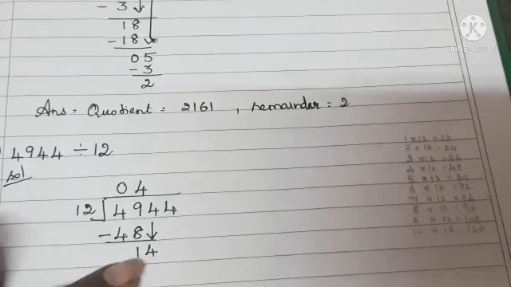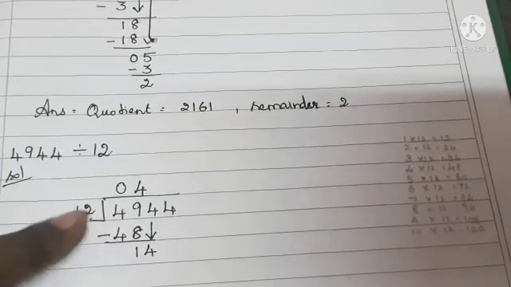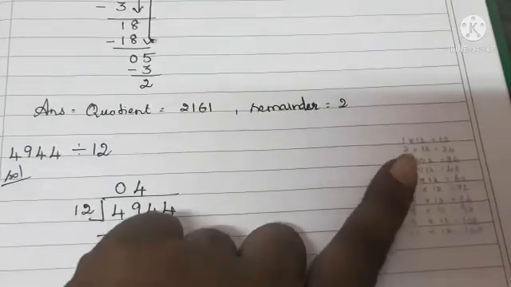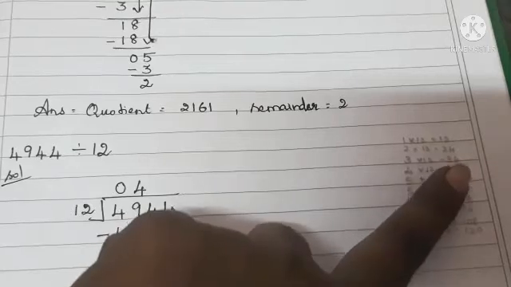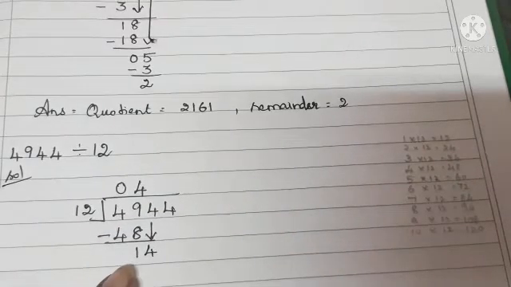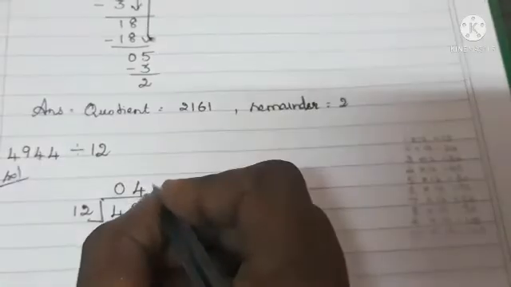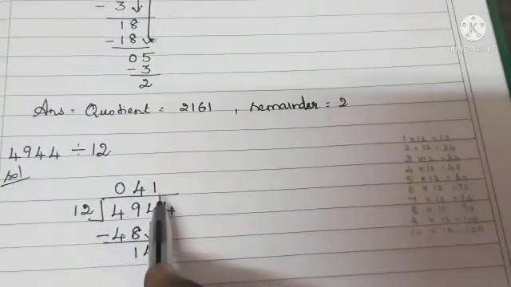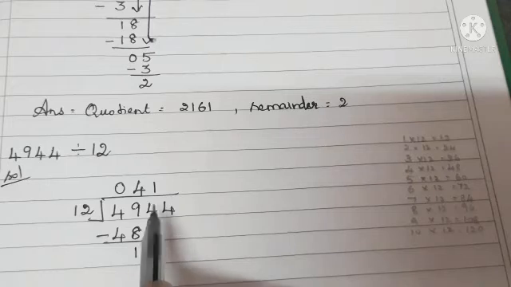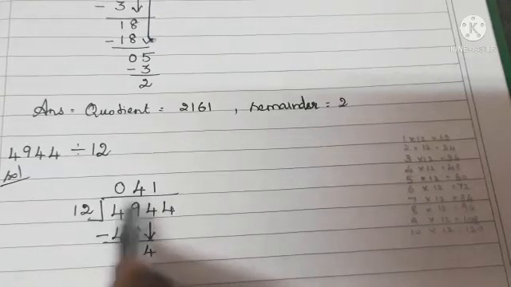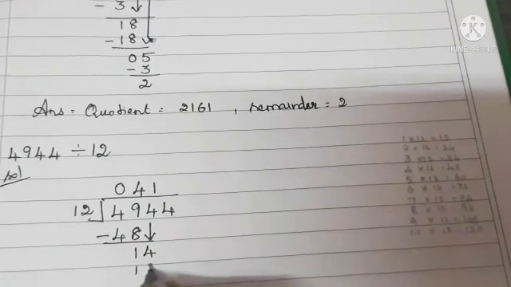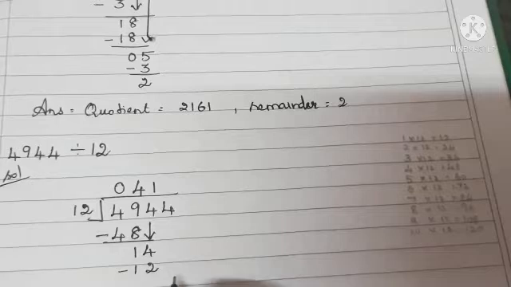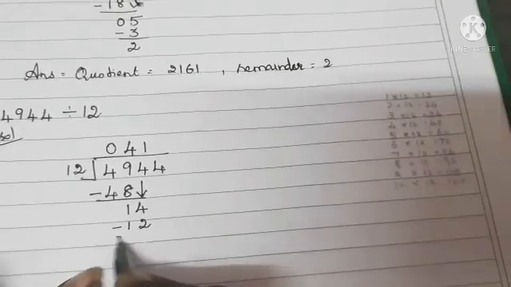In 14, how many 12s are there? 1 12 is 12, then 2 12s are 24, which is greater than 14. So we have to take 1 12. We write 1 in the tens place value of the quotient. So 1 into 12 is 12. Next we have to subtract 14 minus 12. 14 minus 12 is what?